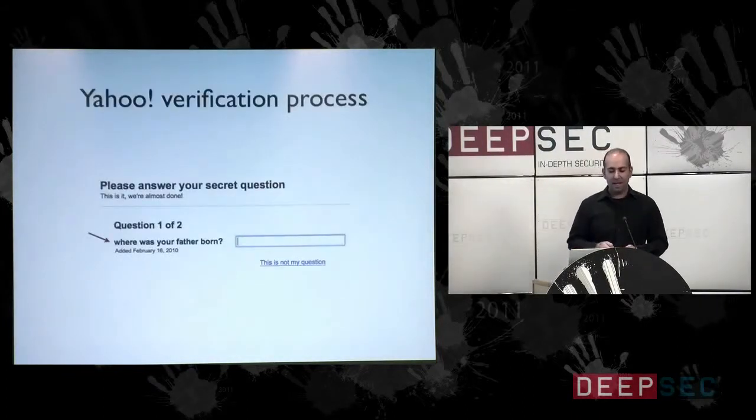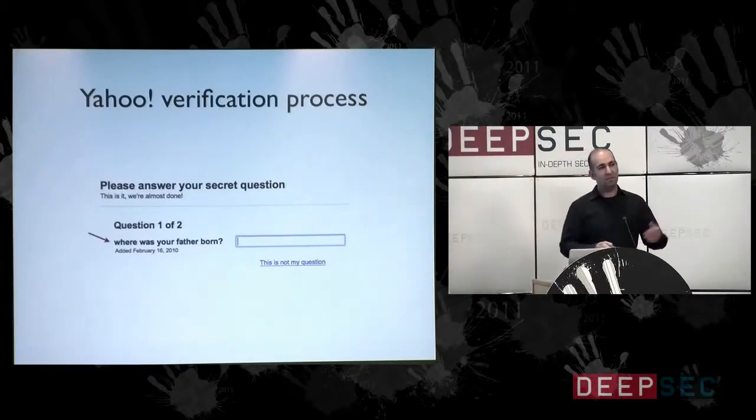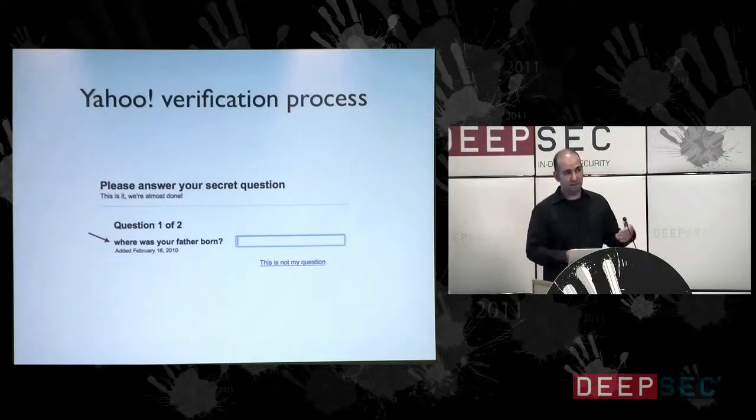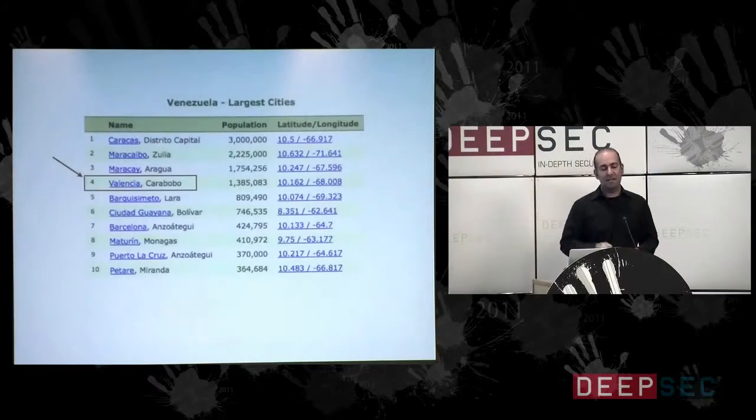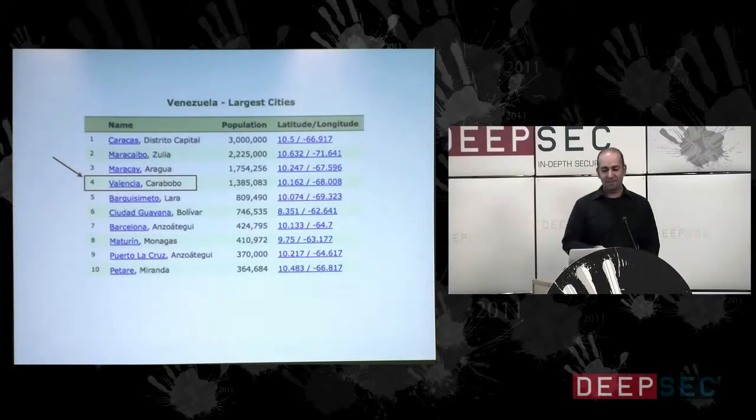So I went there, and you've all seen these. You get challenged with a bunch of questions. The first one was where his father was born. I knew he was Venezuelan, or his father was born in Venezuela. After doing some research, I got a hit. His father was born in the fourth largest city in Venezuela, which is Valencia.